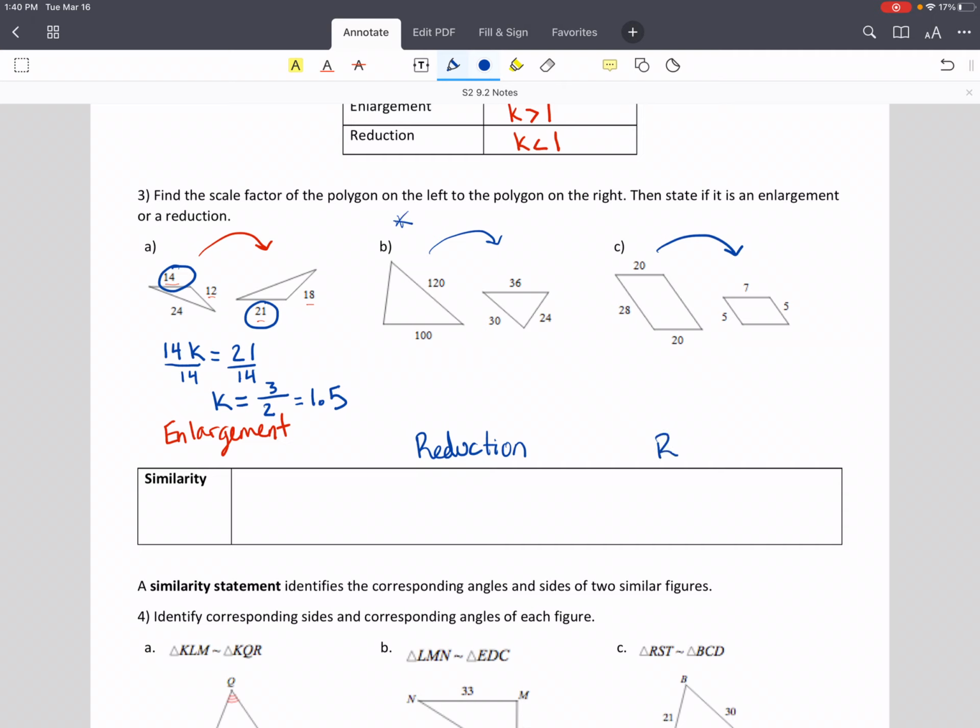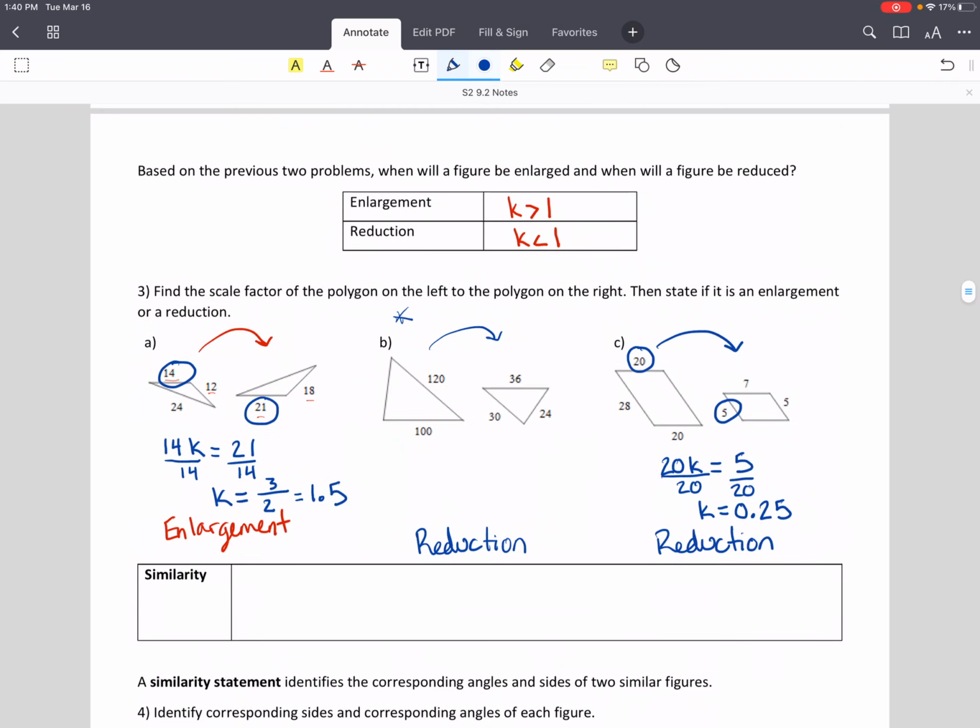Okay, once again, I see that this is a reduction. And so if I want to find the scale factor, the 20 is the shorter side, and so the shorter sides are going to line up together. I know that 20 times my scale factor is going to give me my new result. And so now I can just divide both sides by 20, and I get 0.25, which is a reduction. That matches up because it needed to be less than 1. So we're finding our scale factor through division.